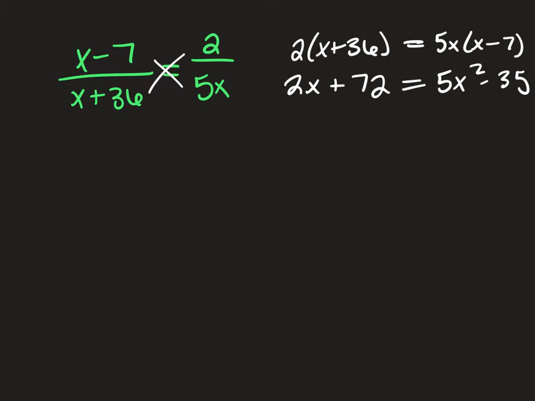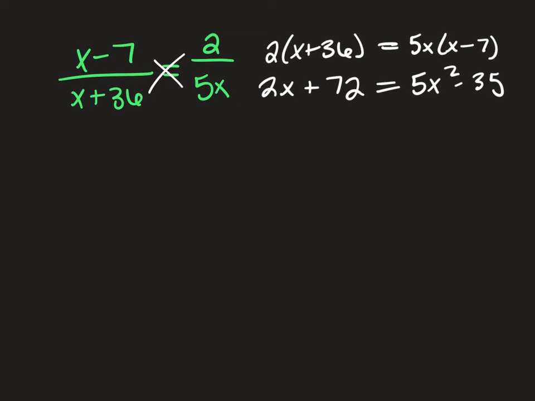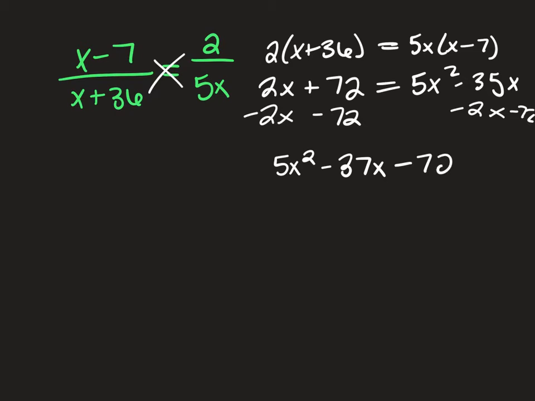And then again, we want everything over there with that 5x squared. So we're going to move the 2x over. And then we're also going to move over that 72. So then we get 5x squared minus 37x minus 72 is equal to 0.